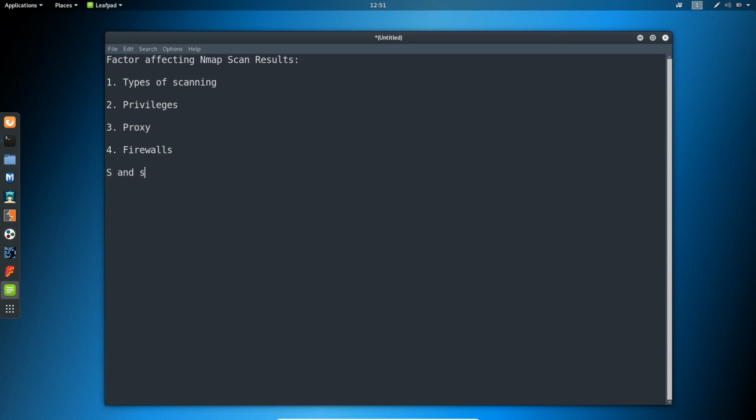Now, without wasting more time, let's get started with the first command.